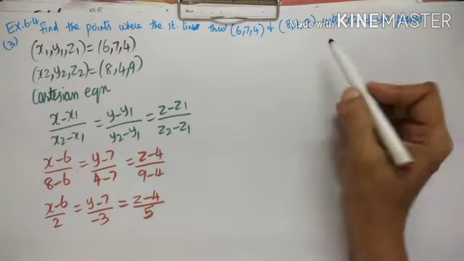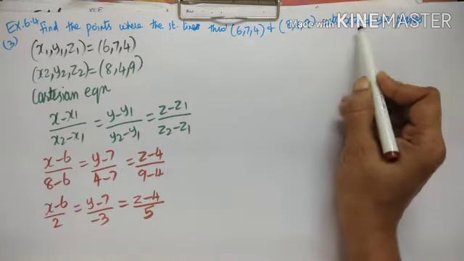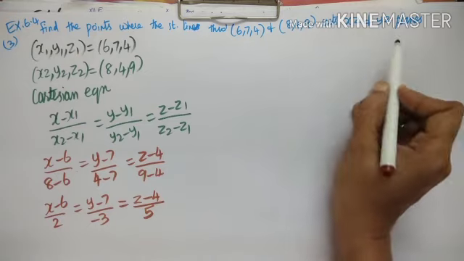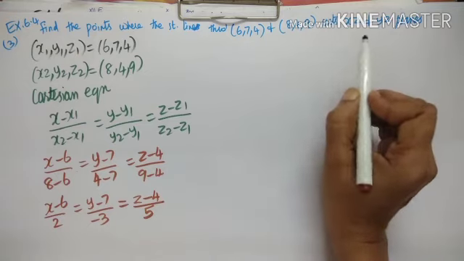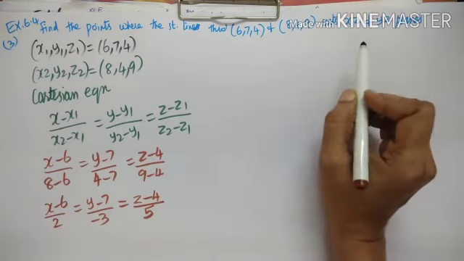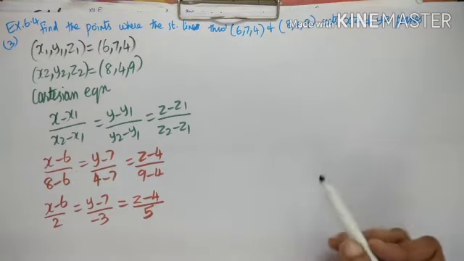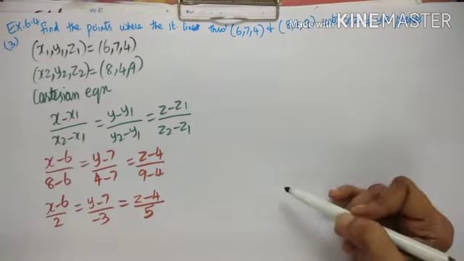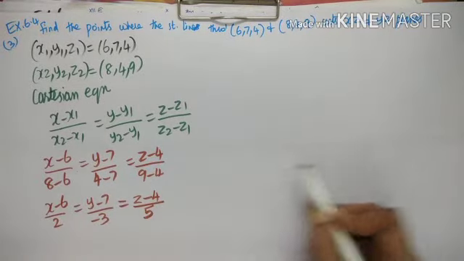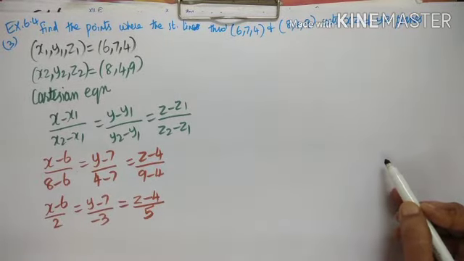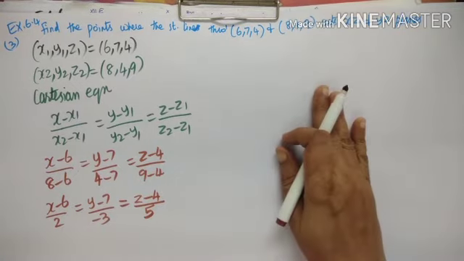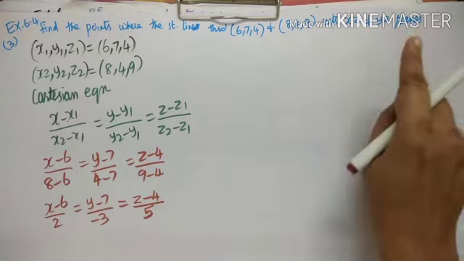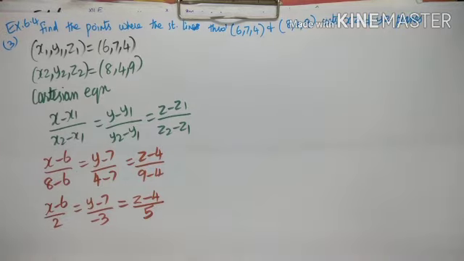But what is the question? Cuts xz plane. Whenever we say cuts xz plane, it represents y value to be 0. For example, in two-dimensional geometry, y-axis means x value 0, x-axis means y value 0. So xz plane means in that plane, y value will be 0. YZ plane means in that plane, x value will be 0.